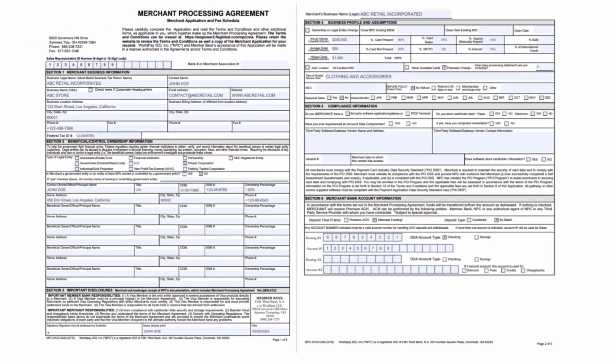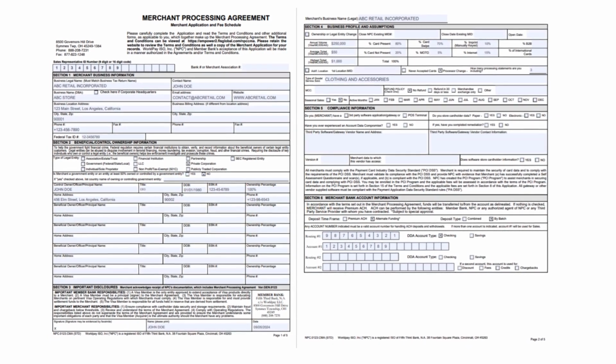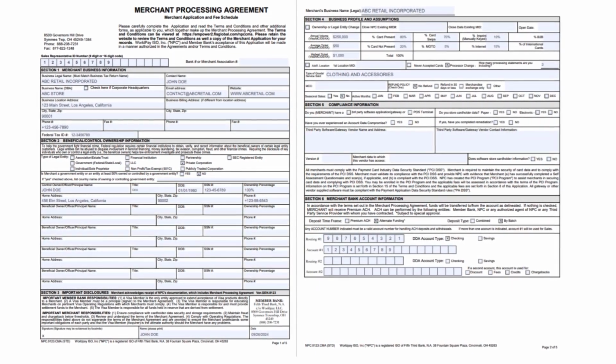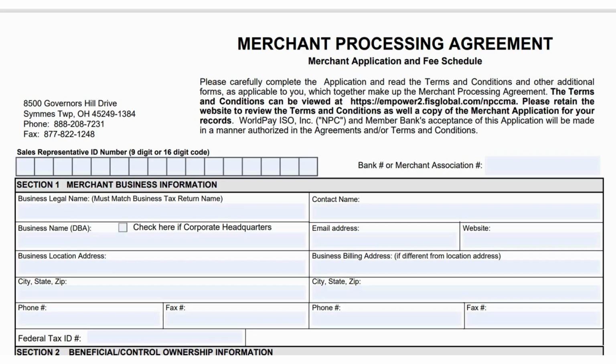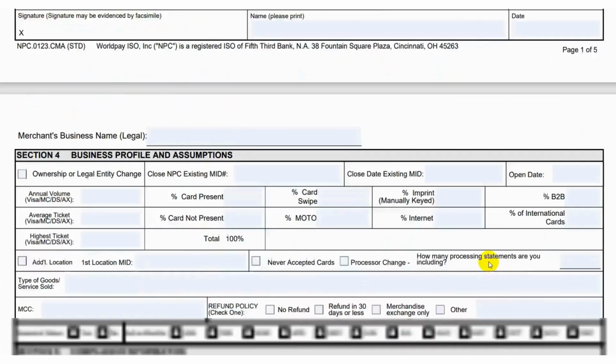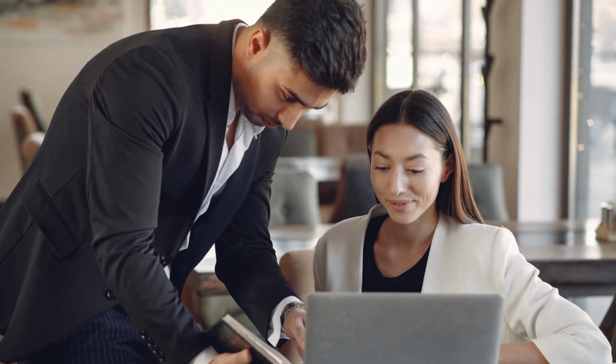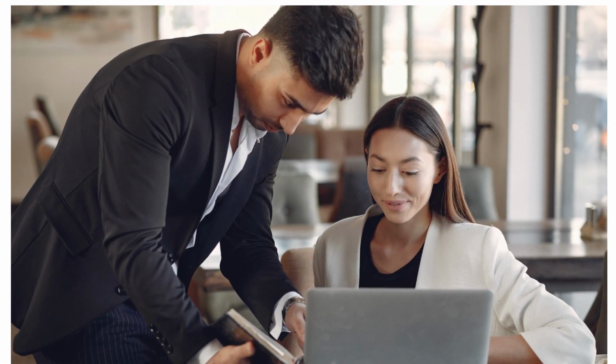Understanding the purpose of the form. Business credit card applications allow lenders to evaluate both the business and the business owners. The form collects detailed information about the company's finances, credit history, and the personal financial situation of the owner, especially if the business lacks its own established credit.